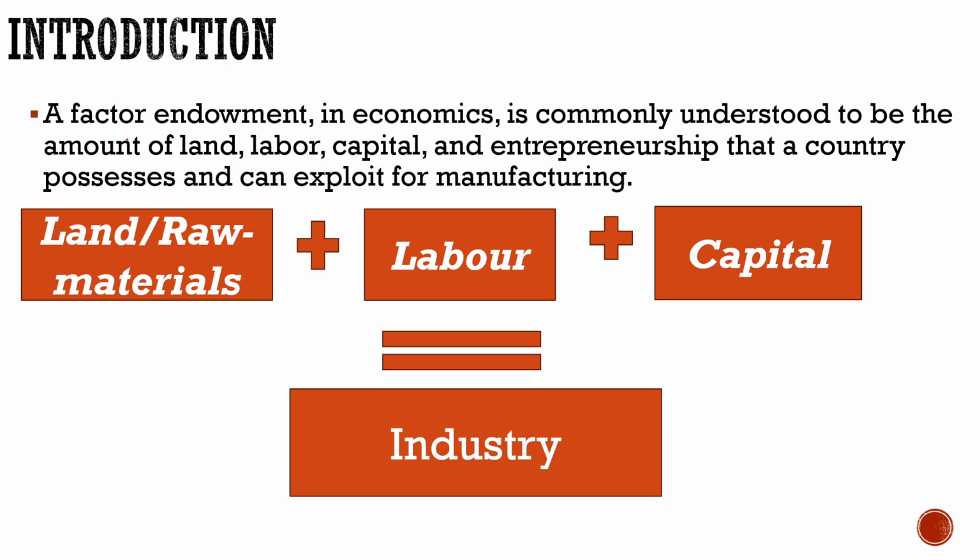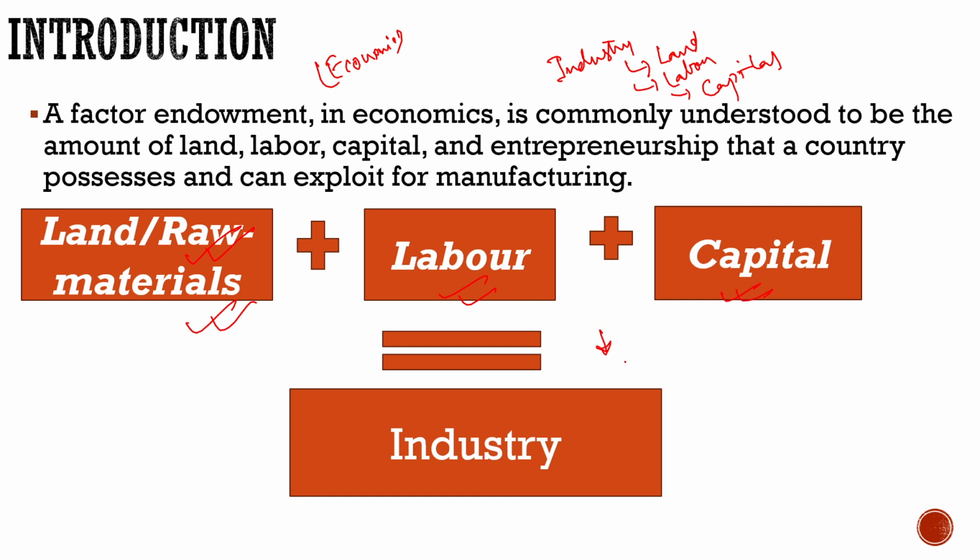So let's understand what factor endowment is. See, factor endowment is basically a term in economics. Now, as we know, to start an industry, three important things are very, very important: land, labor, and capital. In land, we also sometimes need raw materials, then we need labor, and then we need capital. Only when these three things are in place can we form an industry, because without these three things, formation of industry is almost impossible.